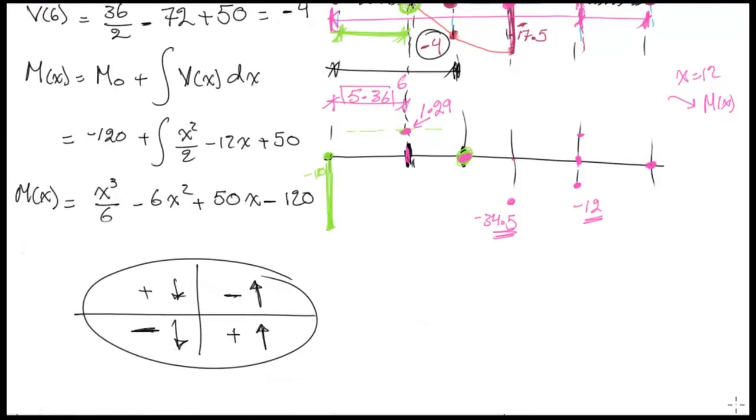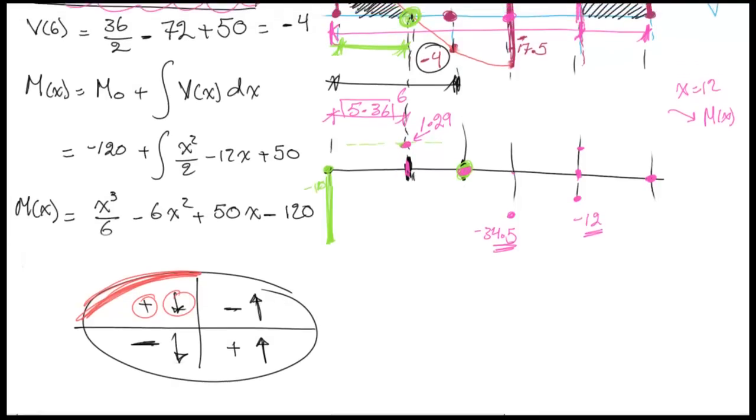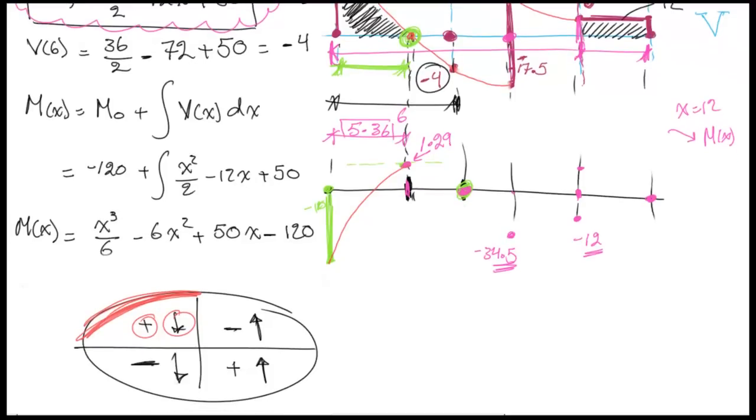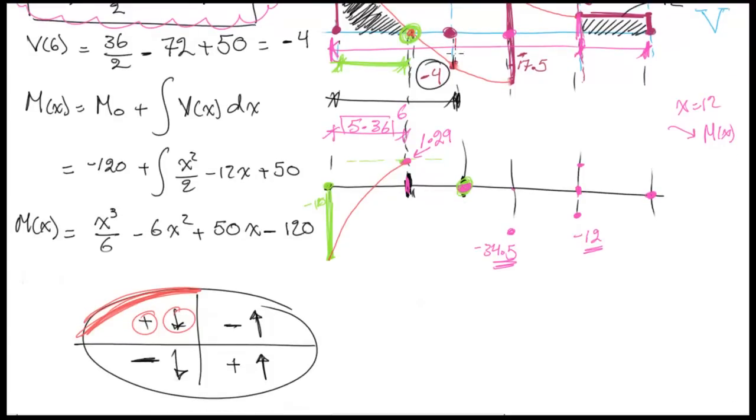So positive and decreasing, so the concavity of the moment should look like this. From this point, it's positive and decreasing all the way to this point, so it's concaved like this. Now, this segment is negative and decreasing or increasing? It's negative and increasing, because remember, even if it's below the x-axis, as we go from left to right, the value of the shear increases. So it should be concave this way. So this part looks like this.